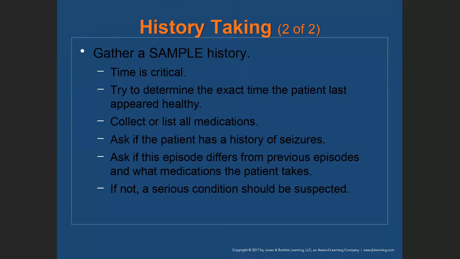Get a SAMPLE history. Time is critical. Time is brain. So with a possible stroke patient, you have a 3-hour window from when the symptoms start, and they contact you, you reach, provide treatment, package, and transport to the healthcare facility. You want to get all of that activity within 3 hours. That's going to give the patient the best chance of restoration if it is an ischemic stroke, a stroke caused by a clot. Try to determine the exact time the patient last appeared healthy.